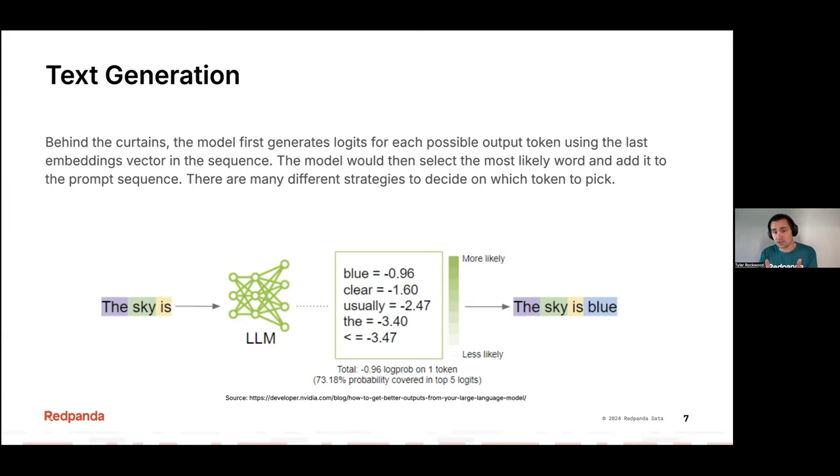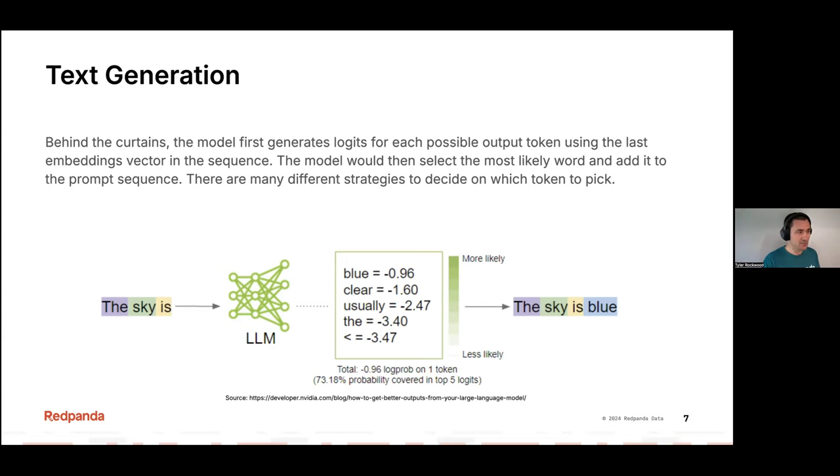So you get these logits for each of the tokens, which say what's the next likely token that will be generated. And from there, there's a bunch of different strategies for which token you pick. You may think, oh, just pick the most likely one. And that's actually not always optimal. You kind of end up in local minima there.